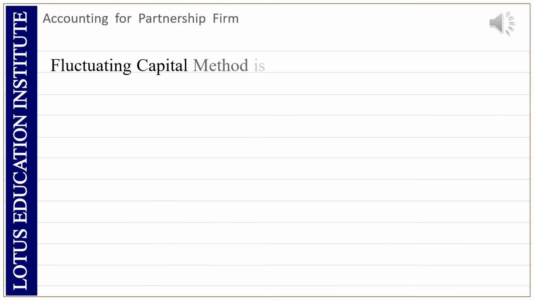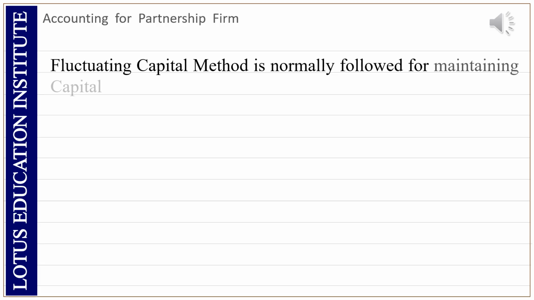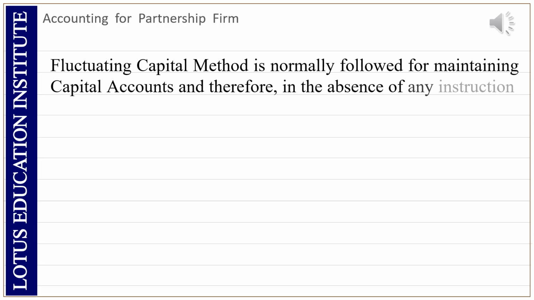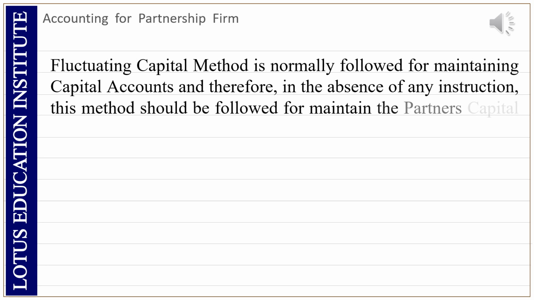Fluctuating capital method is normally followed for maintaining capital accounts, and therefore, in the absence of any instruction, this method should be followed for maintaining the partner's capital account.